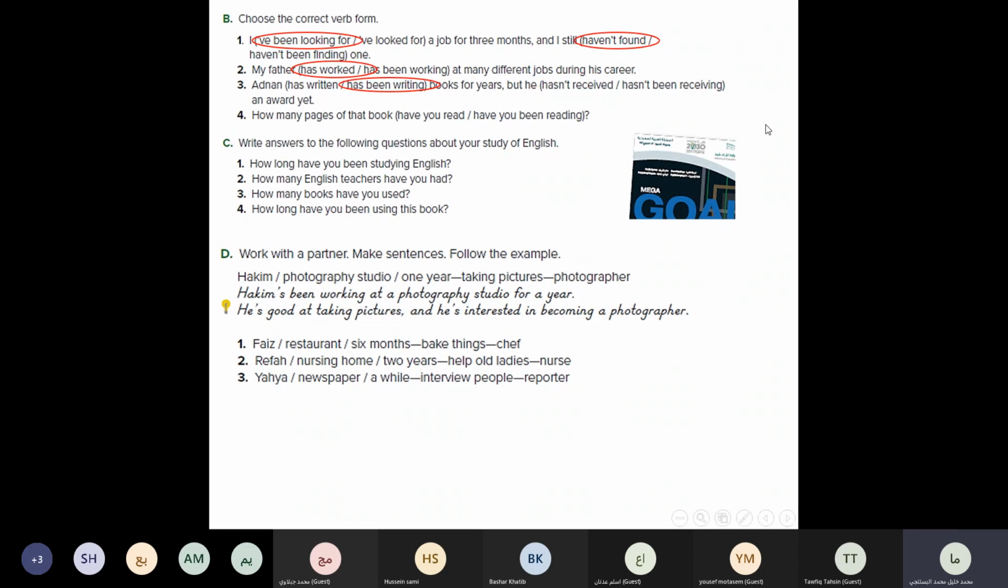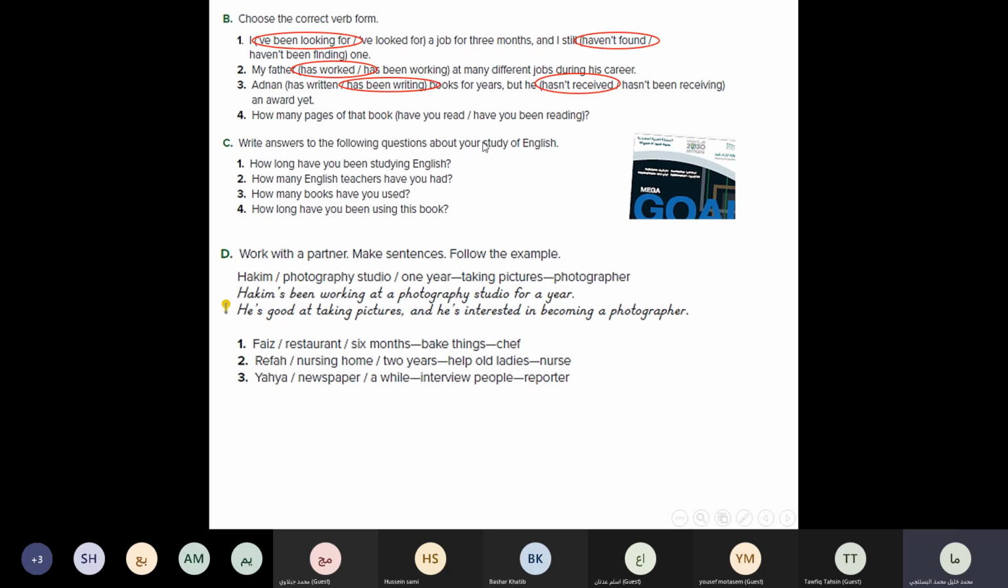But he, yes, sir. Here we have a word, one. So we use what? The present perfect. Adnan has been writing books for years, but he hasn't received an award yet.